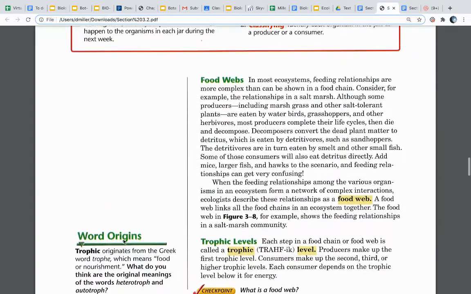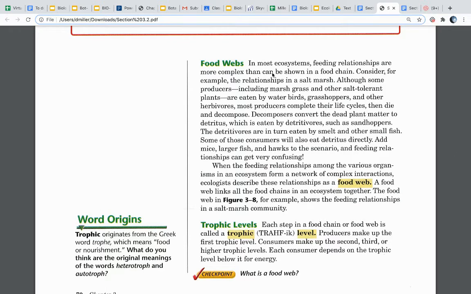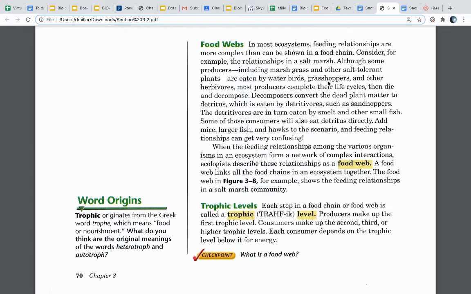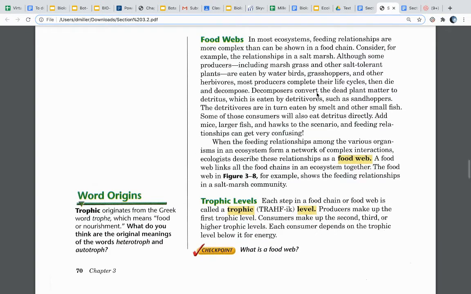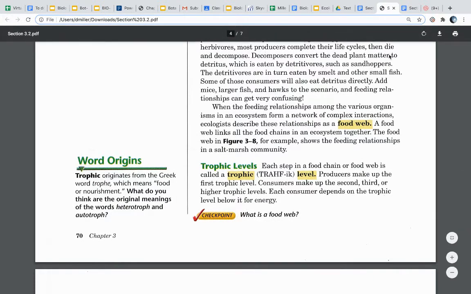Food webs. In most ecosystems, feeding relationships are more complex than can be shown in a food chain. Consider, for example, the relationships in a salt marsh. Although some producers, including marsh grass and other salt-tolerant plants, are eaten by water birds, grasshoppers, and other herbivores, most producers complete their life cycles, then die and decompose. Decomposers convert the dead plant material to detritus, which is eaten by detritivores, such as sandhoppers.